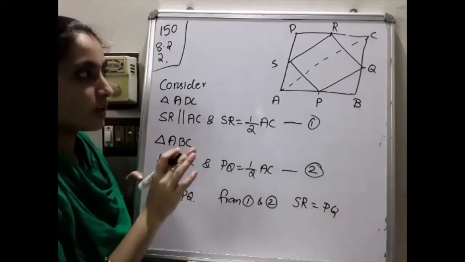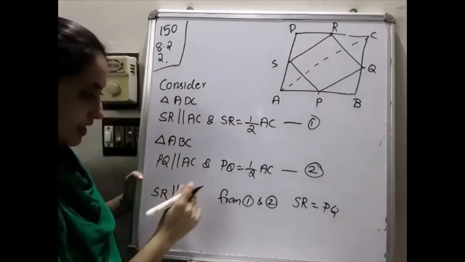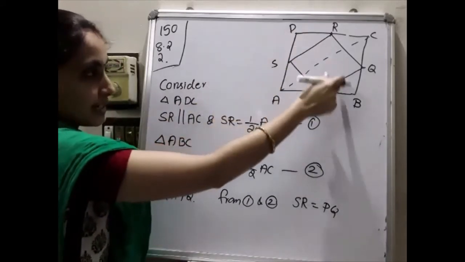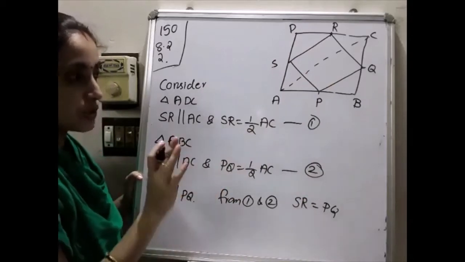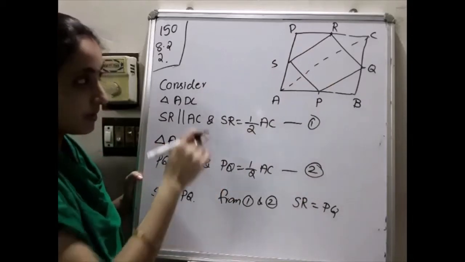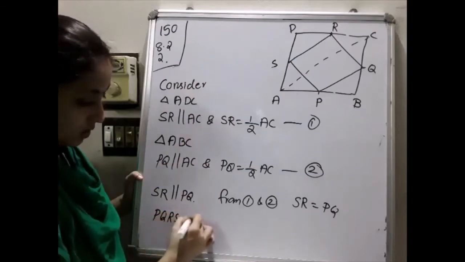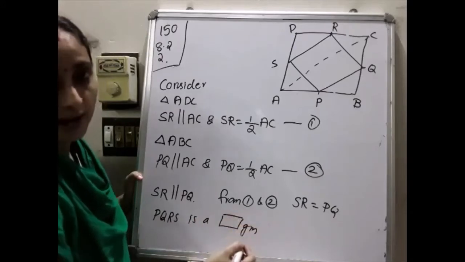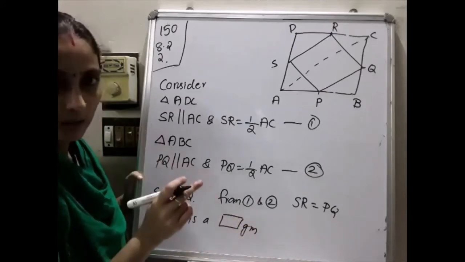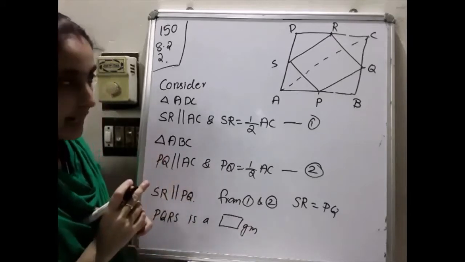So what we got is that this is a parallelogram. From these two, these two sides are parallel and here we got they are equal. So what can we say? PQRS is a parallelogram. If it is a parallelogram, we want to prove it is a rectangle. That means one angle should be 90 degrees.